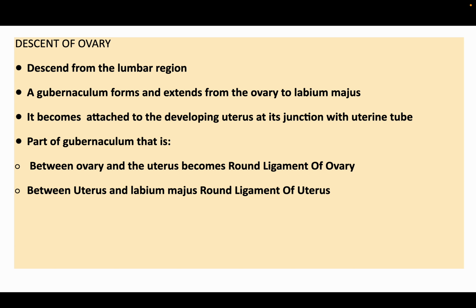Now descent of the ovary: the descent is happening from the lumbar region. A gubernaculum forms and extends from the ovary to the labium majus. It becomes attached to the developing uterus at its junction with the uterine tube. The part of the gubernaculum between the ovary and uterus becomes the round ligament of the ovary. Between the uterus and labium majus, it becomes the round ligament of the uterus. So these are the two ligaments which are basically part of the gubernaculum.